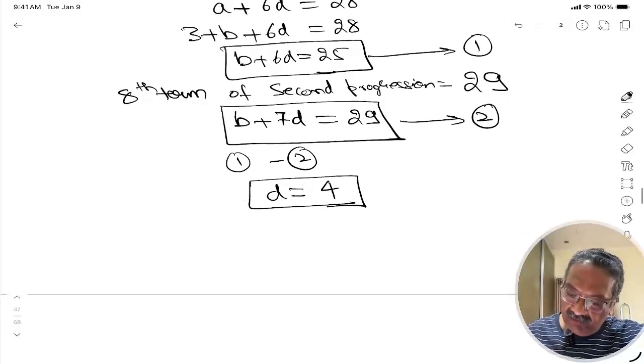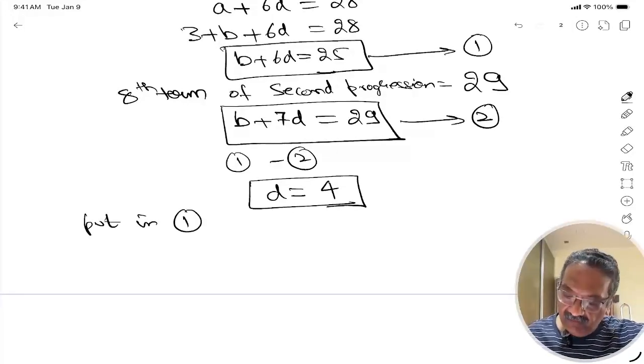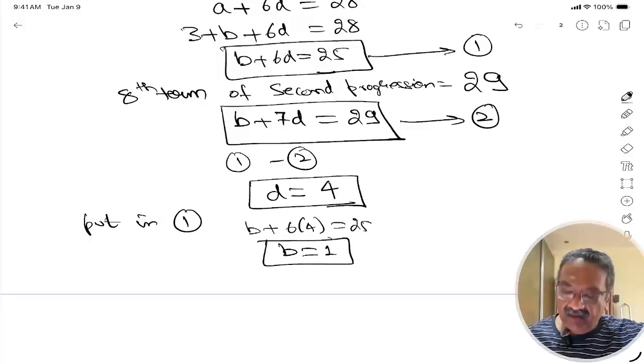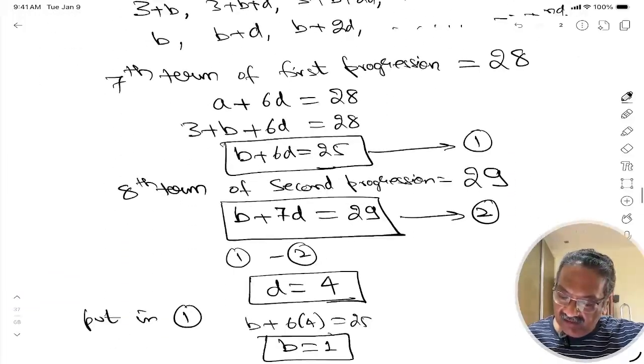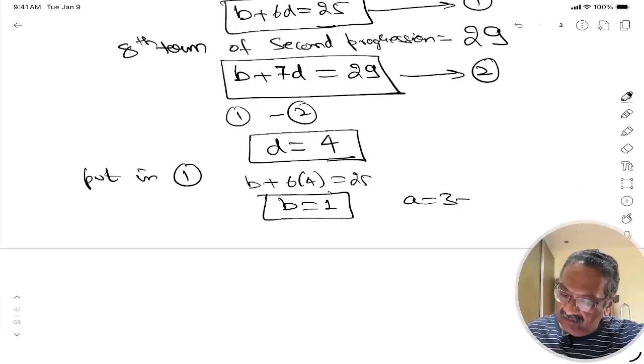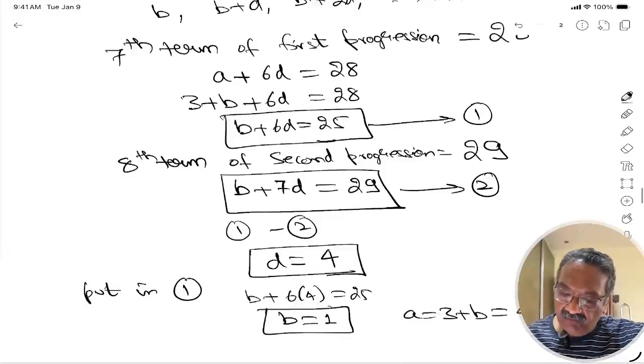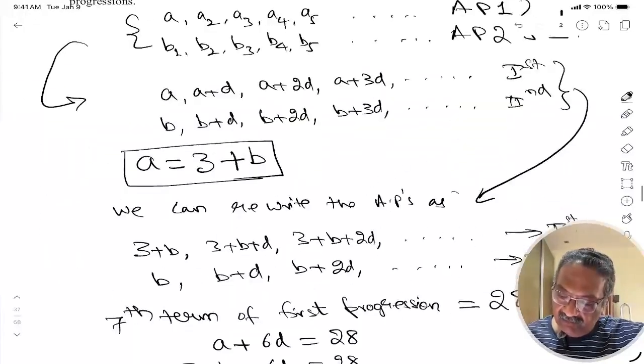Now we substitute this in. Putting this we get B plus 6 into 4 is 25. So B is equal to 25 minus 24, which is 1. Then what is A? A is equal to 3 plus B, which is 4. Now we find the progressions.